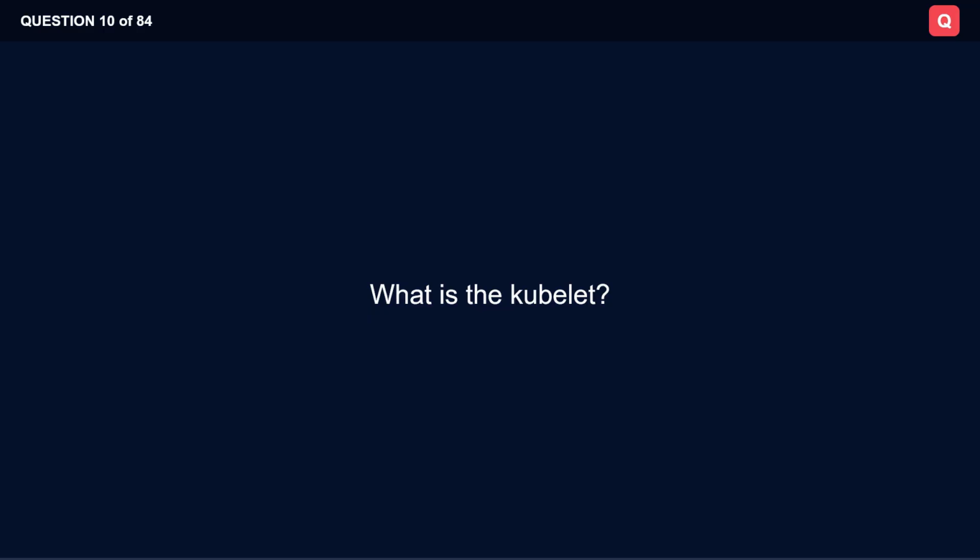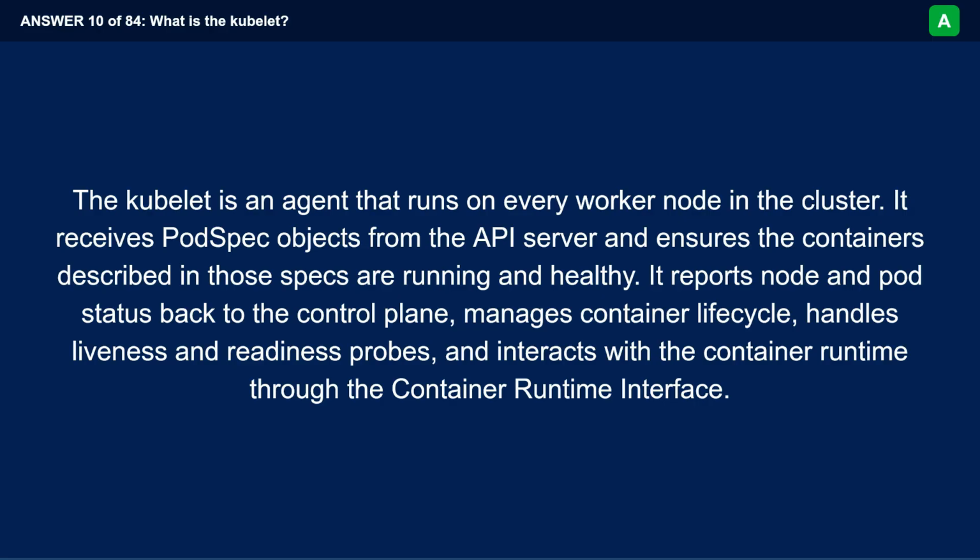What is the kubelet? The kubelet is an agent that runs on every worker node in the cluster. It receives pod spec objects from the API server and ensures the containers described in those specs are running and healthy. It reports node and pod status back to the control plane, manages container lifecycle, handles liveness and readiness probes, and interacts with the container runtime through the Container Runtime Interface.